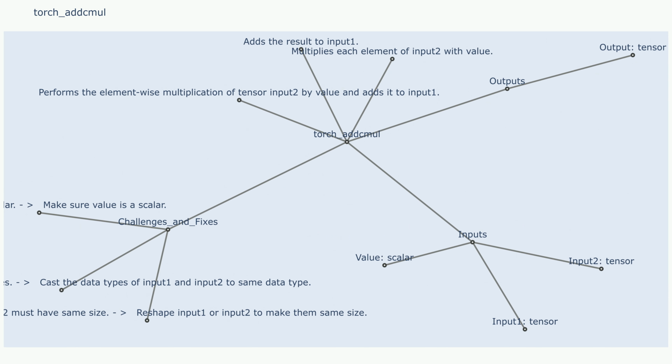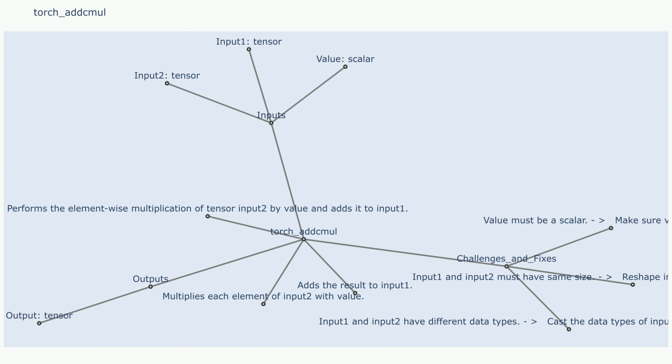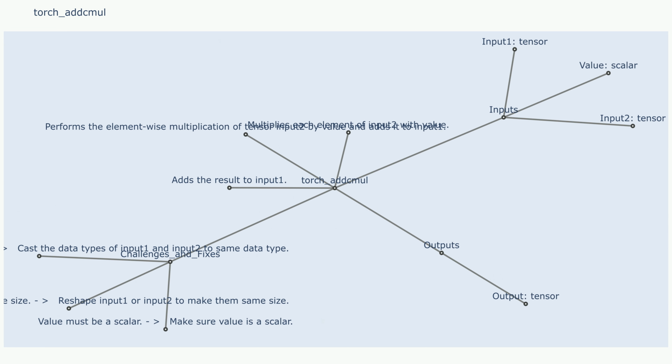Steps. Multiply tensor1 and tensor2 element-wise. Multiply the result from the previous step by value. Add the result from the previous step to the input tensor. Challenges and fixes. Challenge 1: broadcasting error when tensors have different dimensions. Broadcasting is applied to align the tensors before multiplication. If broadcasting is not possible, it will result in an error.